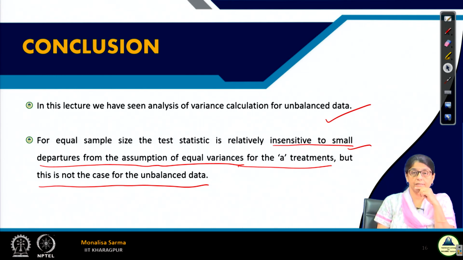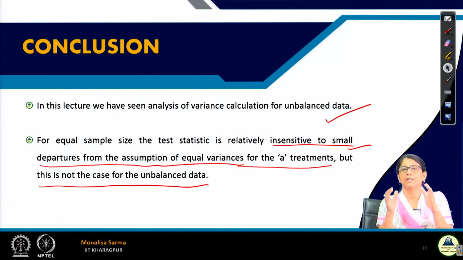So, if the test is very sensitive to slight variation, that means the test is not robust. If it is insensitive to small variation, that means the test is robust, right. So, our test is robust when we take samples of equal size. That is why it is always advisable for ANOVA to take equal sample size, but it is not always possible, as we have seen in the example.